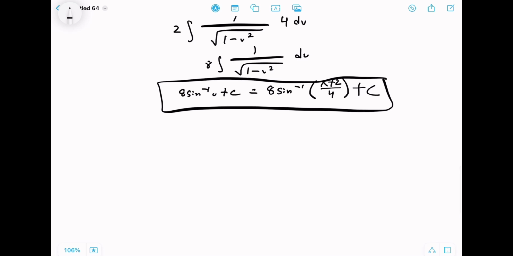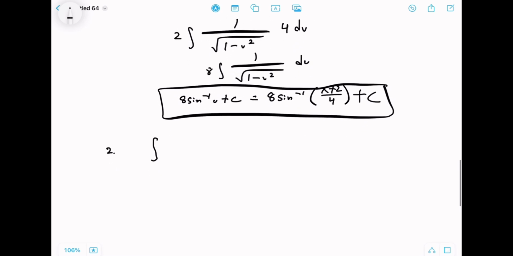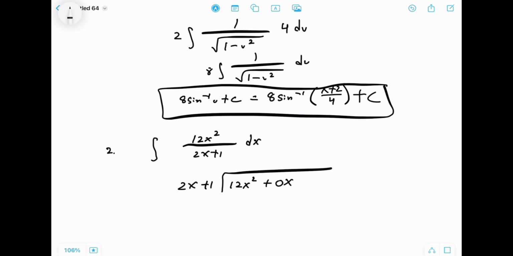Now the second problem I want to show you is going to be the integral of 12x squared over 2x plus 1 dx. Now, to solve this one, I'm going to use long division. So I'm going to put 2x plus 1, and then 12x squared plus 0x, because there's technically nothing there, plus 0.